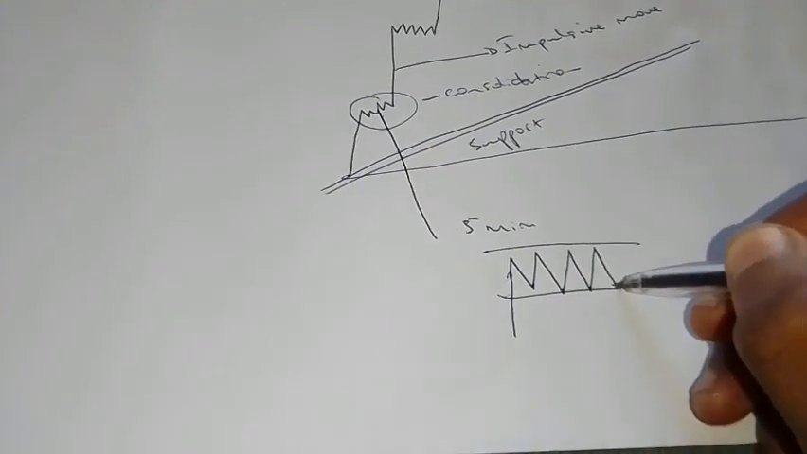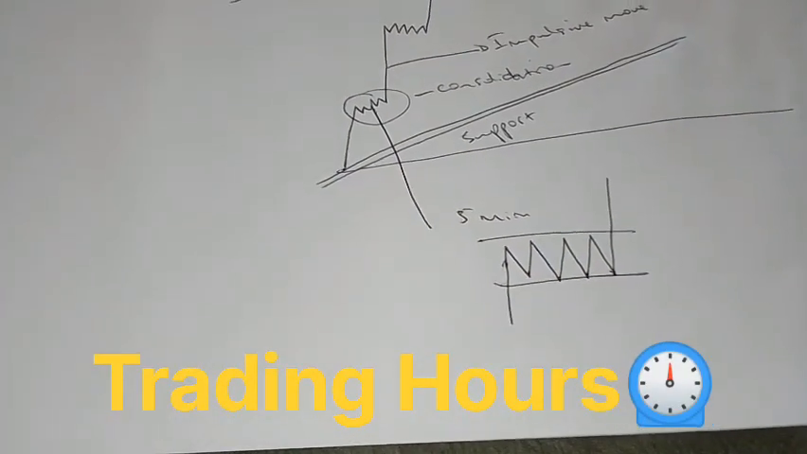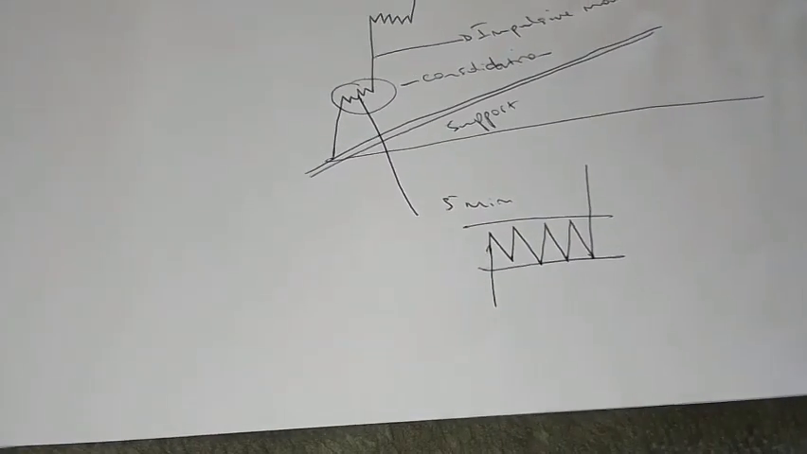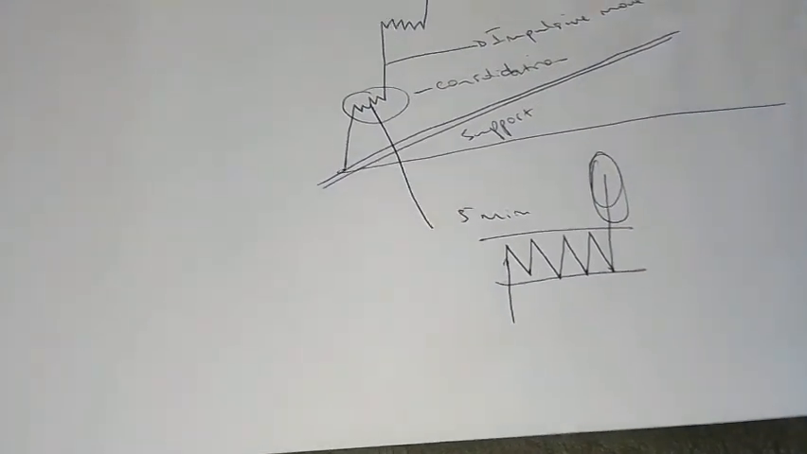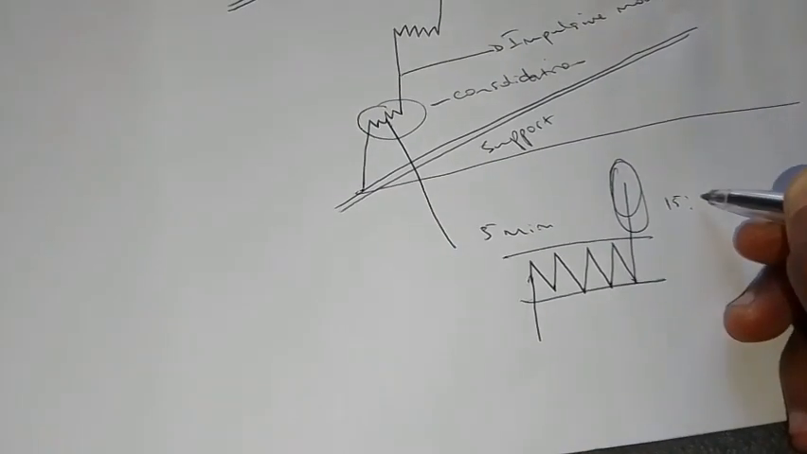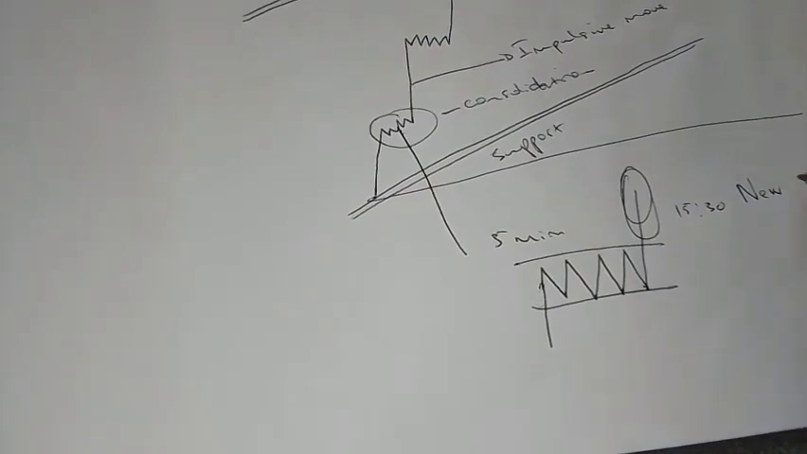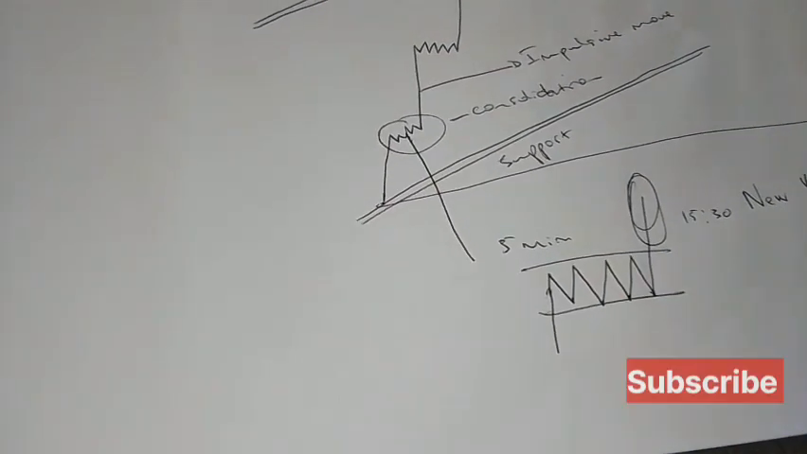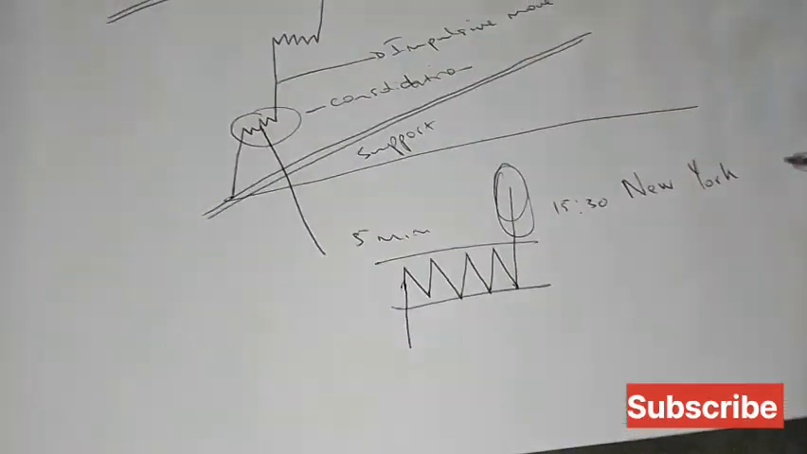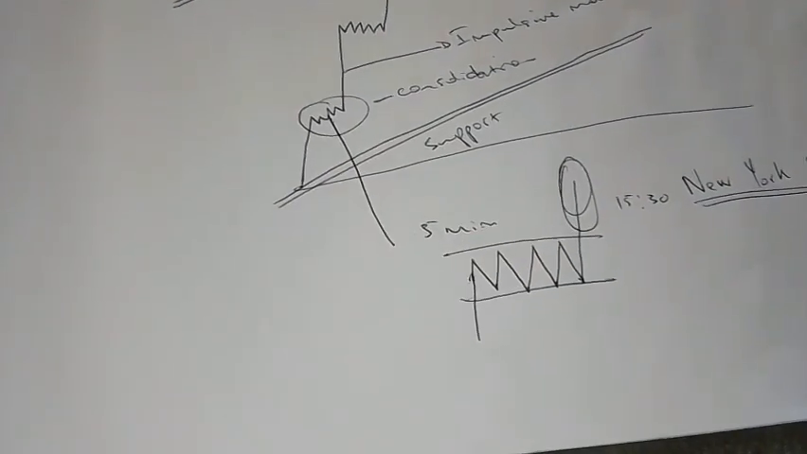Beware, we don't just enter because we know there's going to be an impulse. There are trading times. We enter when we know there's going to be a massive move. Let's say this move happened around 3 o'clock, 15:30. That's the New York session. In South Africa, we're GMT+2, that's our time zone. It happened on the New York session.